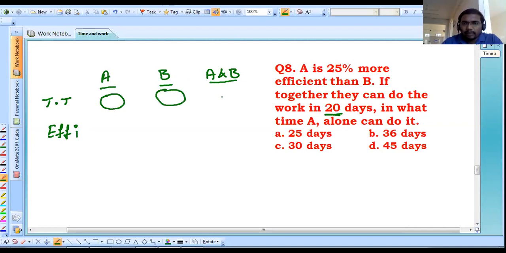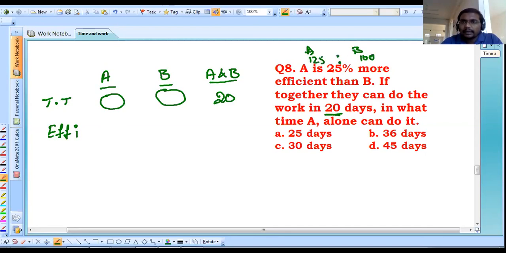But here A and B together complete the work in 20 days. Now observe this one. Coming to efficiency, A's efficiency is 25% more than B's efficiency. That means you can assume like this: if B is 100, A will complete how much value? 125.